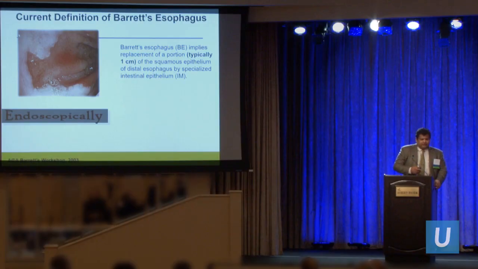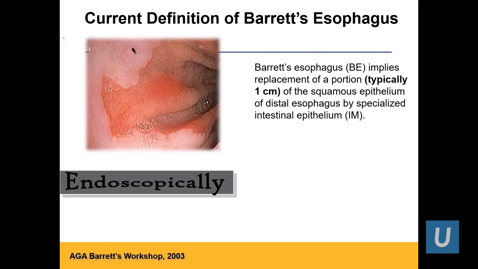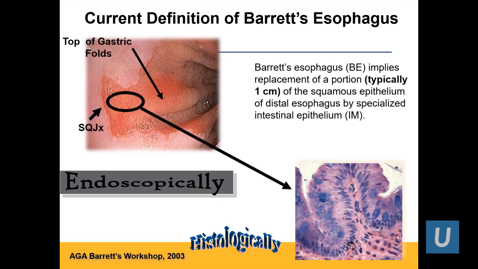The problem with the definition is that it should involve at least 1 centimeter. So here you could say, well, there's a little bit of Barrett's there, but it's probably not, because I don't think that's a full centimeter. Again, there are a lot of irregular Z lines that are probably getting called Barrett's. So I think it's typically defined as 1 centimeter or more, okay?